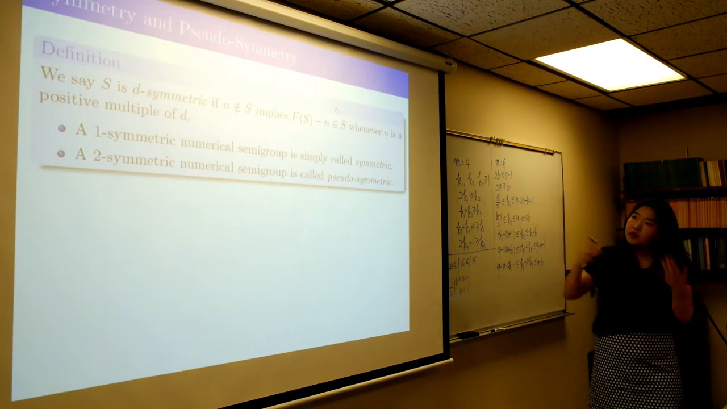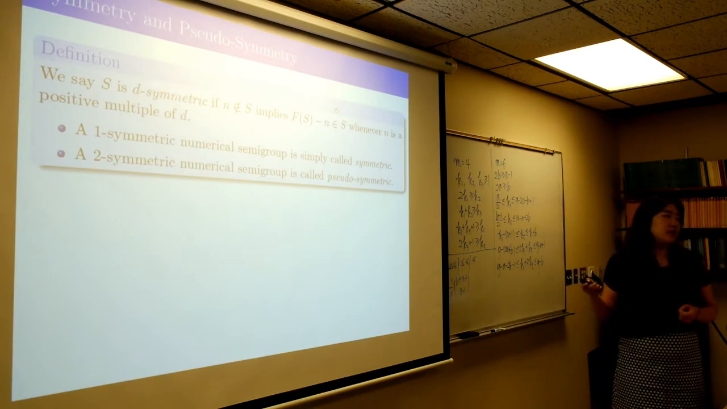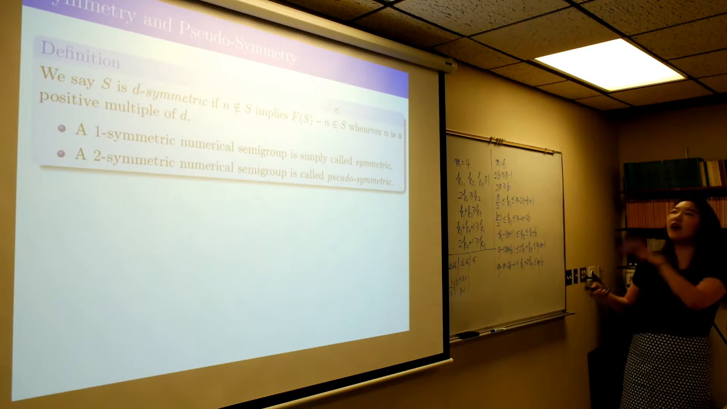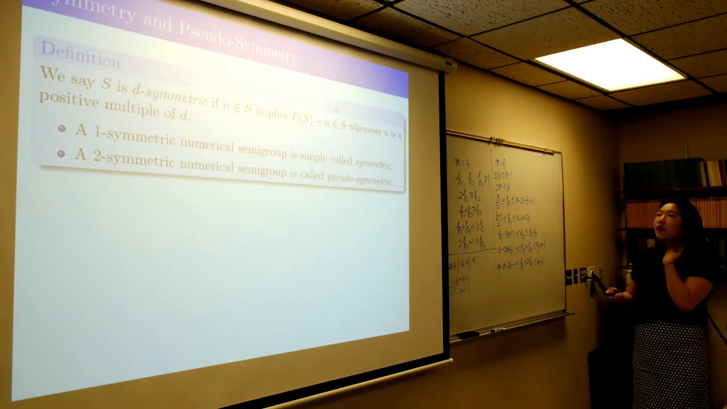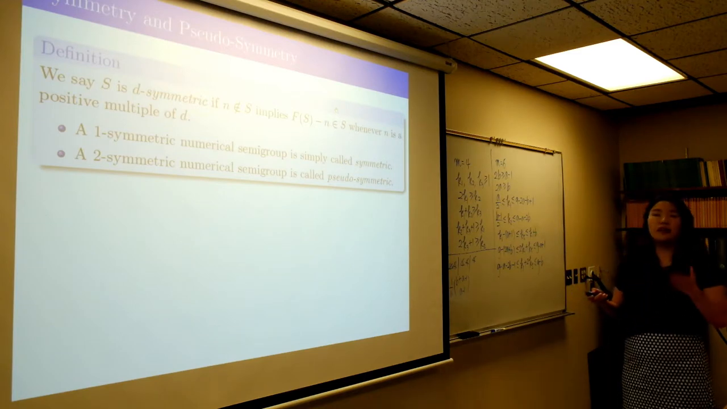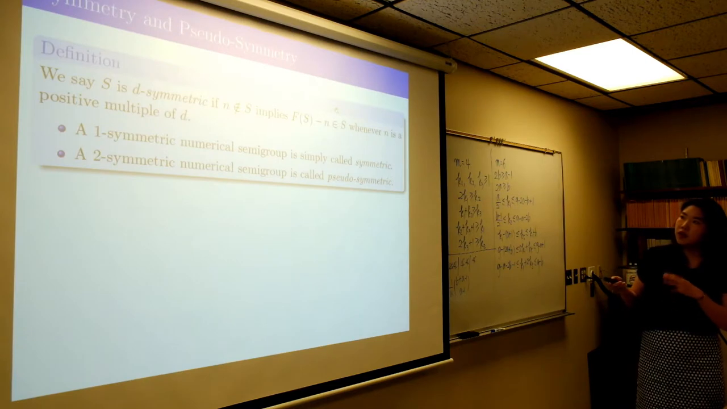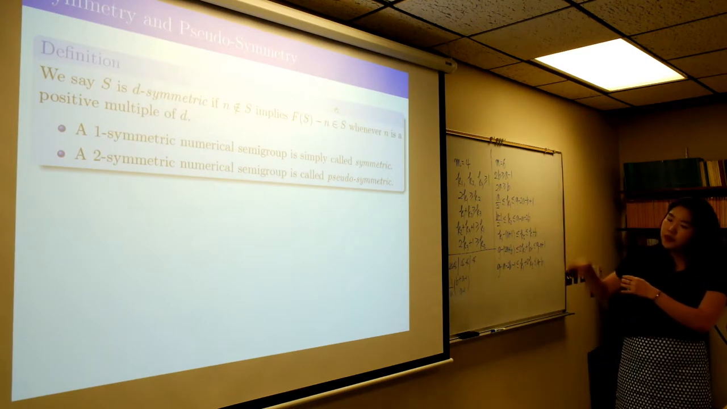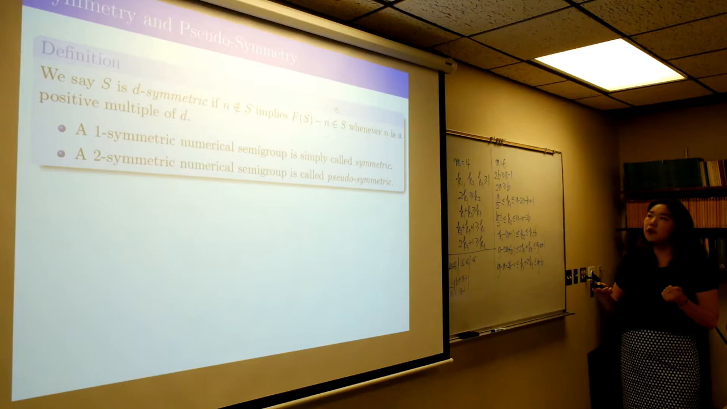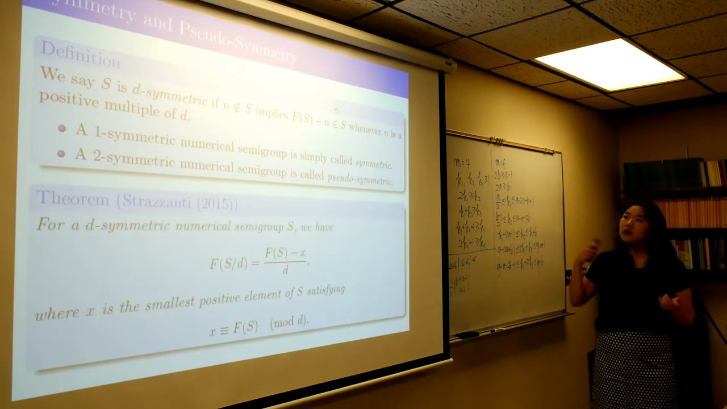But then to talk about what's known about the Frobenius number, let me define another term called d-symmetric. Here is the definition of d-symmetric. If n is not in S, but Frobenius number minus n is in S, whenever n is a positive multiple of d, then we say that S is d-symmetric. This definition will be clearer once we know about the numerical semigroup polynomial, which I'm going to introduce soon. So a 1-symmetric numerical semigroup is symmetric, and a 2-symmetric numerical semigroup is pseudo-symmetric.